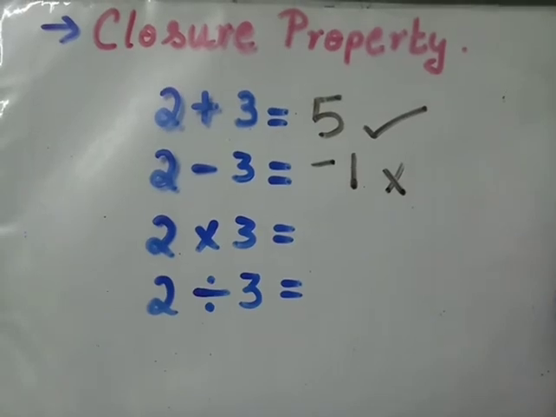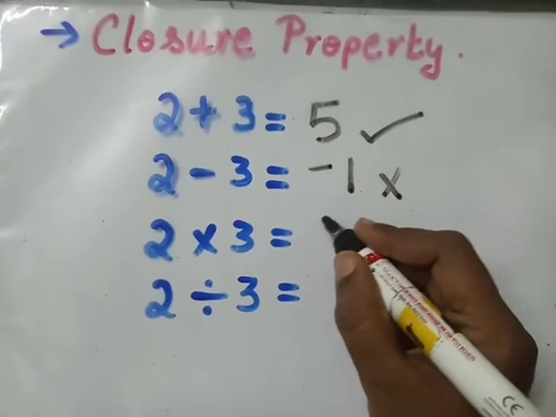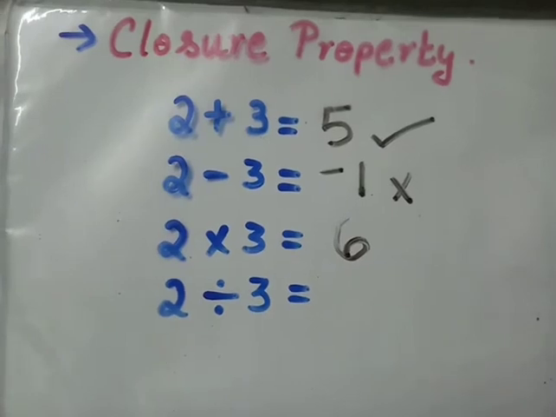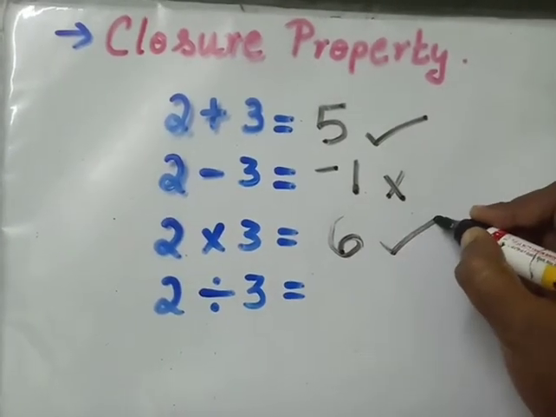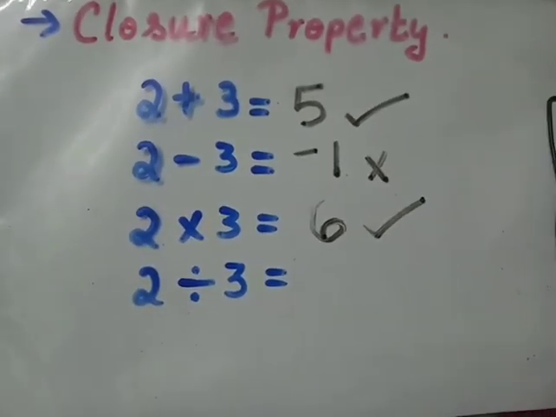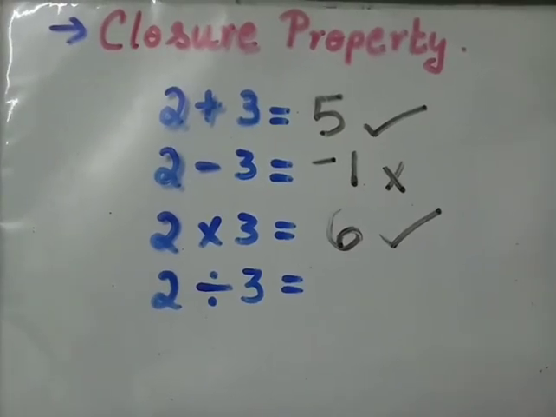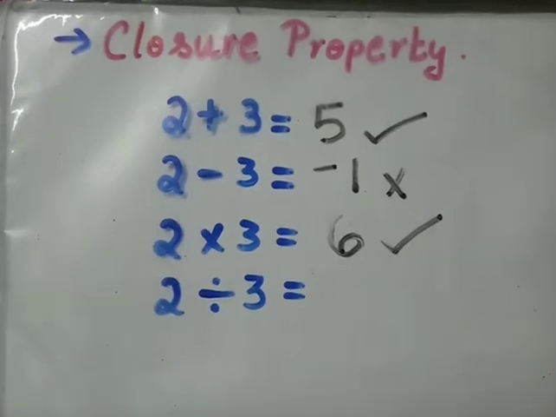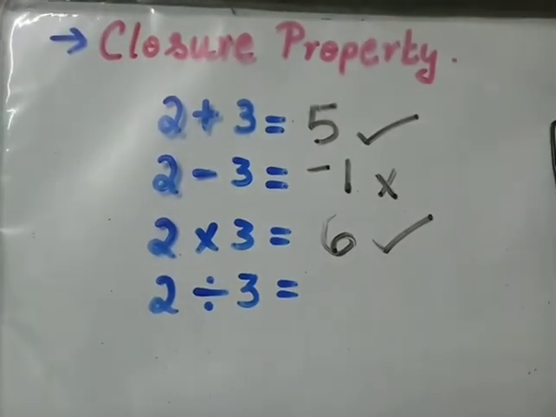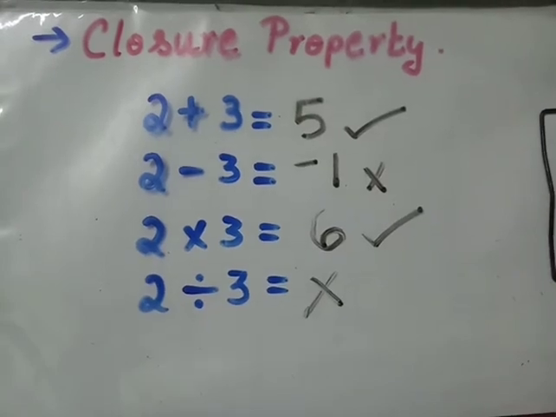Now let us see what is 2 into 3. 2 into 3 is how much? We will get 6 as the answer. And you know 6 is a whole number. So that means this is also applicable under closure property. While 2 divided by 3, will we get any whole number as the answer when we are dividing 2 by 3? Definitely not. So that means division is also not applicable under closure property.